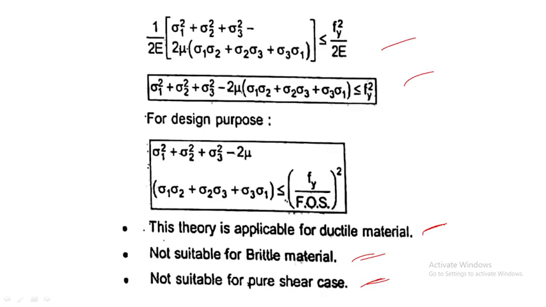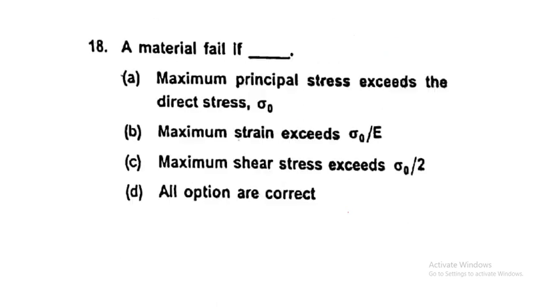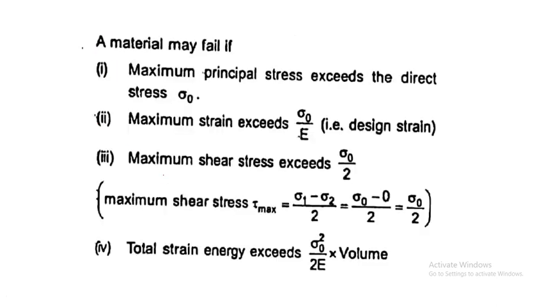So for the design purpose we will take these two values, these two formulas. Next question, if a material fails: maximum principal stress exceeds the direct stress, right. Correct, this is a correct one. Maximum strain exceeds, that is the initial stress by Young's modulus, that is also correct. Maximum shear stress exceeds tau naught by 2, that is a shear stress by 2. All options are correct for the given question.